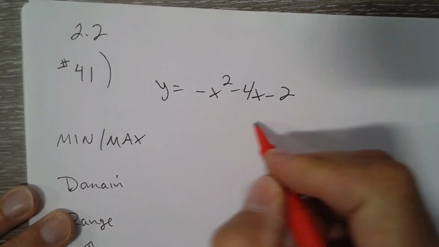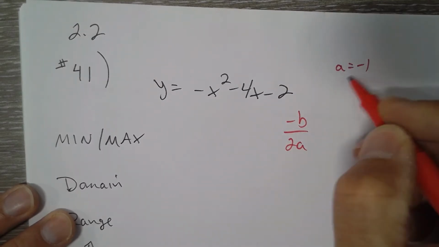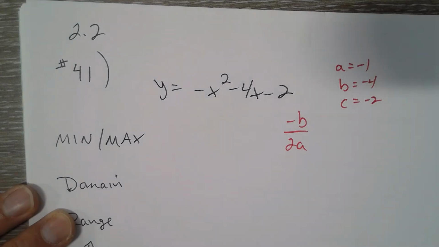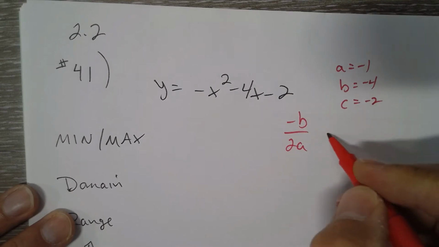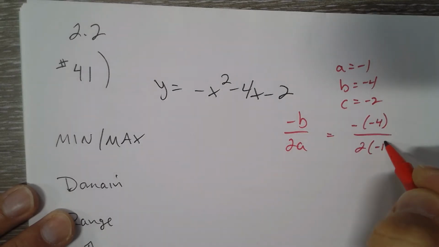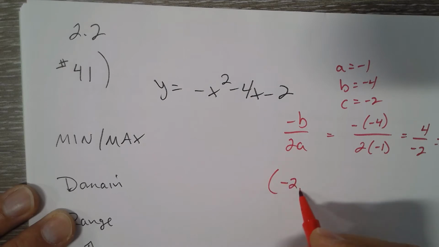So the vertex is the opposite of b over 2a. So a is -1, b is -4, c is -2. We don't need c, but there it is. So the opposite of b, so it's the opposite of -4 over 2 times a. So we get -2. So our vertex is -2 comma something.